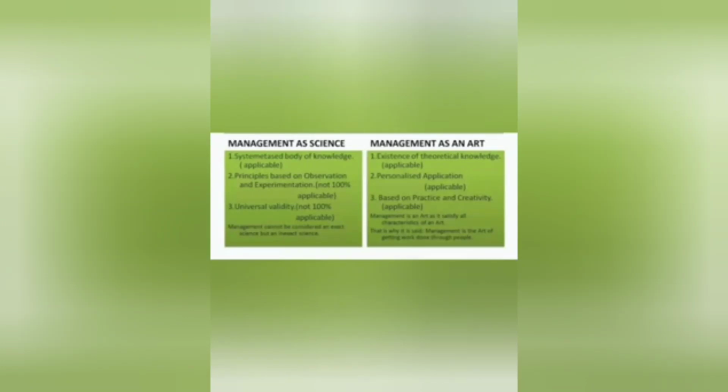Management is an art as it satisfies all the characteristics of an art, and that is why it is said management is the art of getting things done through people. So that is the difference between management as a science and management as an art, and you now know the concept, and you can easily write it for 8 marks.